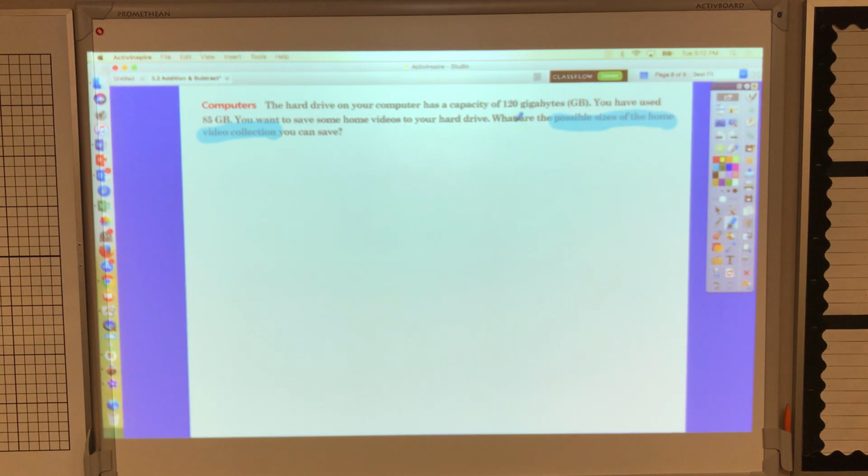We know we have a capacity of 120 gigs. That's the maximum it can be. And we also know we've already used 85 gigs. So my variable, I'm going to use n, is the number of gigs, or gigabytes, whichever you want to use, the number of gigabytes I can save.